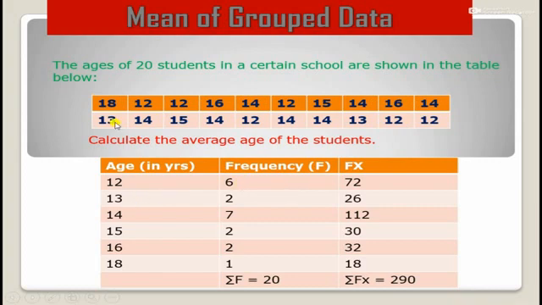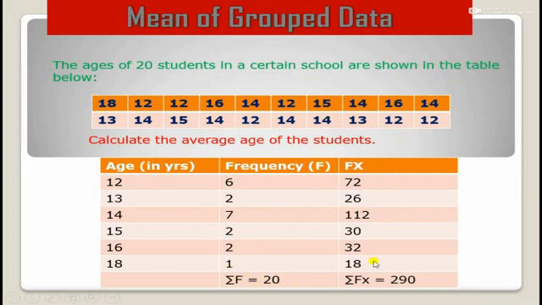Then for 13 years, let's count. 1, 2. There are 2 students who are 13 years old. So that's how you count. For 14 years, 7. 15 years, 2 students. 16 years, 2 students. Then 18 years, 1 student. So this is called summation of f. By summation, we mean you add all this together. That is 6 plus 2 plus 7 plus 2 plus 2 plus 1. And that will give us 20.